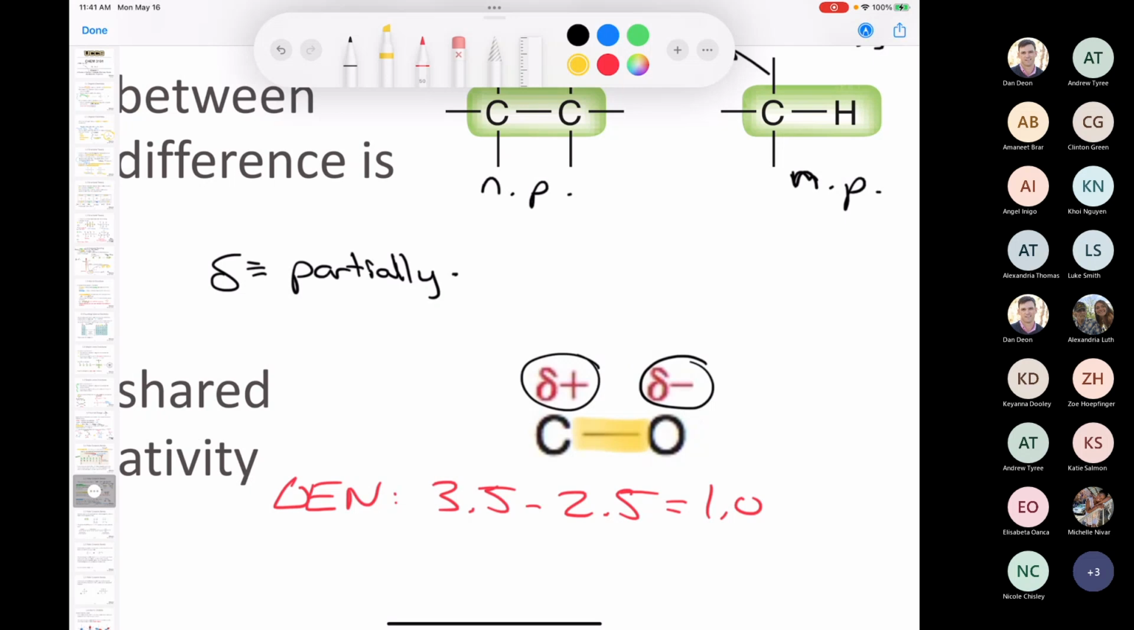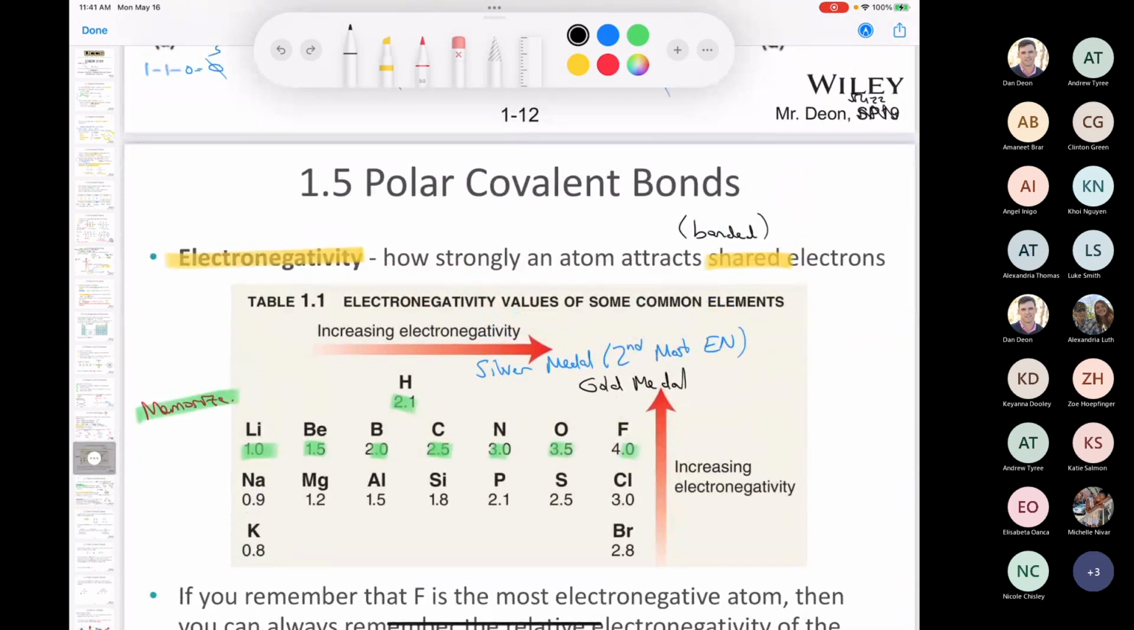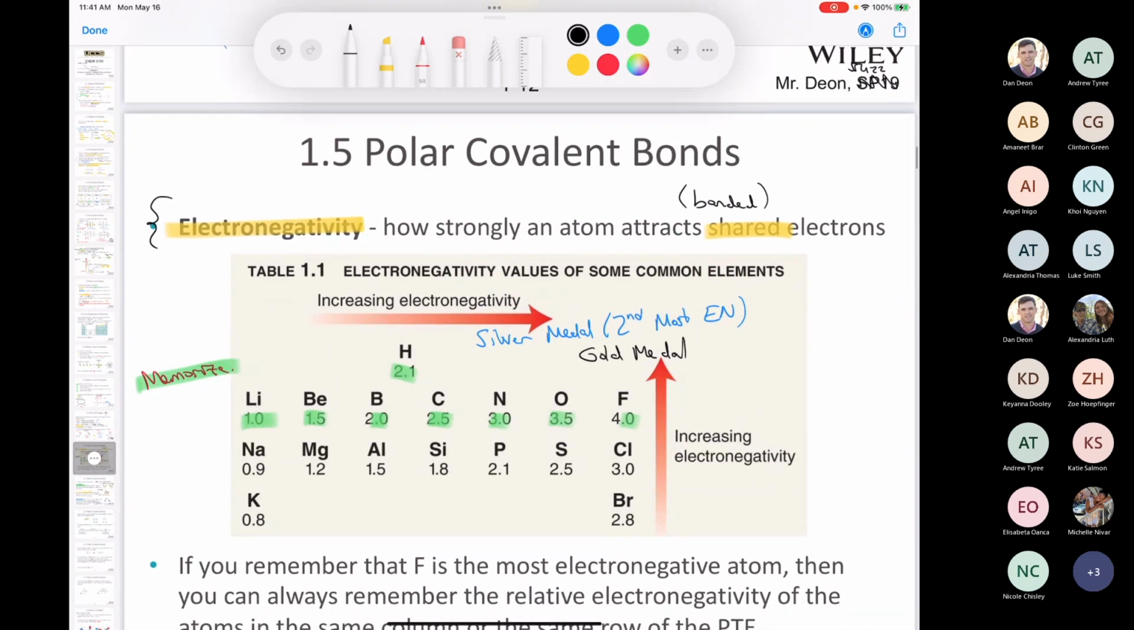And so the two electrons that are found in this bond, most of the electron density lies to the side of the oxygen because it has a greater ability to pull electron density towards itself. And that's what the definition of electronegativity was. It's how strongly an atom attracts those shared or bonded electrons towards itself.